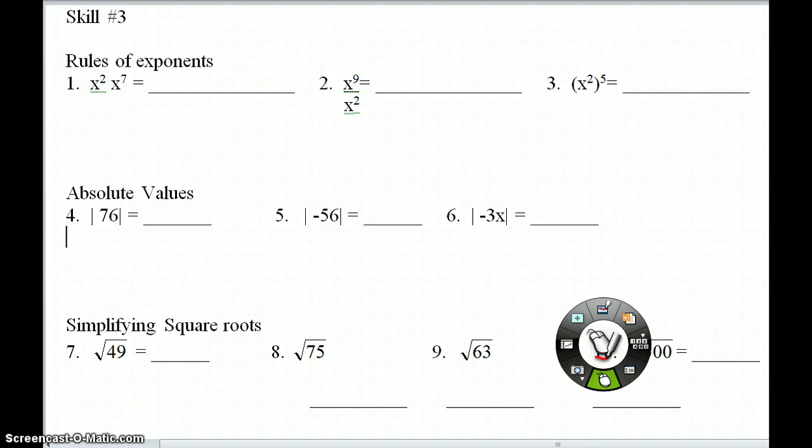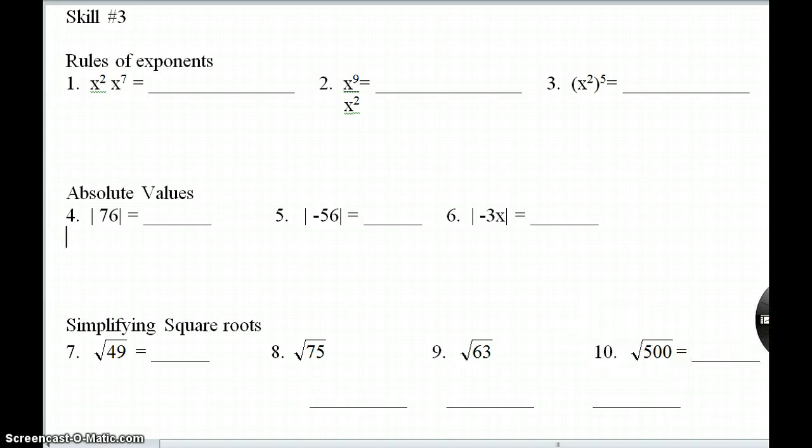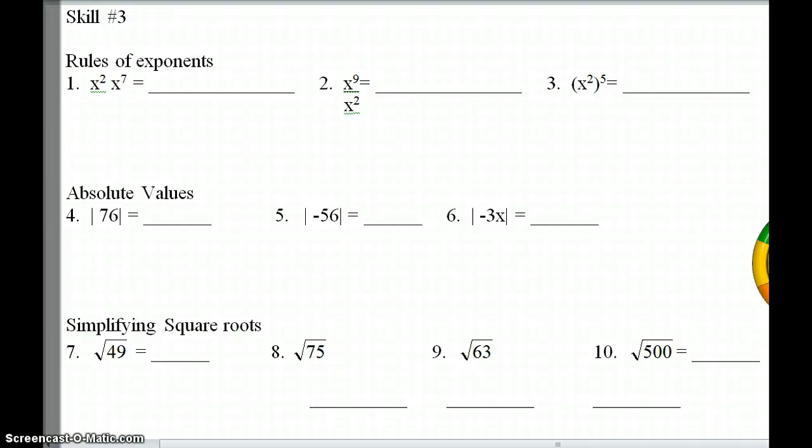Okay, I'm going to do a couple problems on Skill 3. Remember we had 4 topics: exponents, absolute value, simplifying square roots, and finally prime factorization. So let's start off with the exponent rules. And if you know your rules, these become pretty easy on the ACT test.